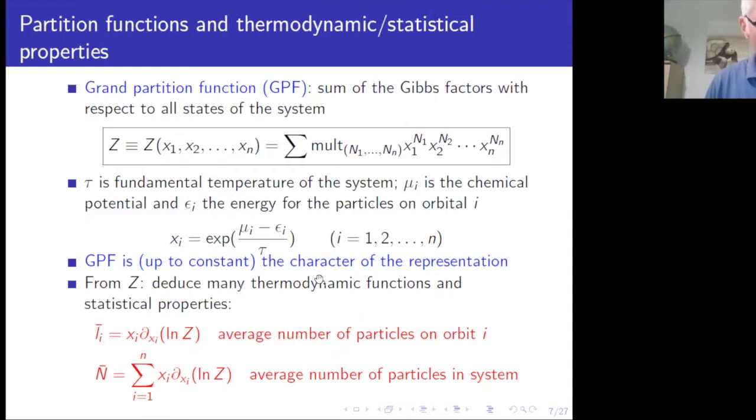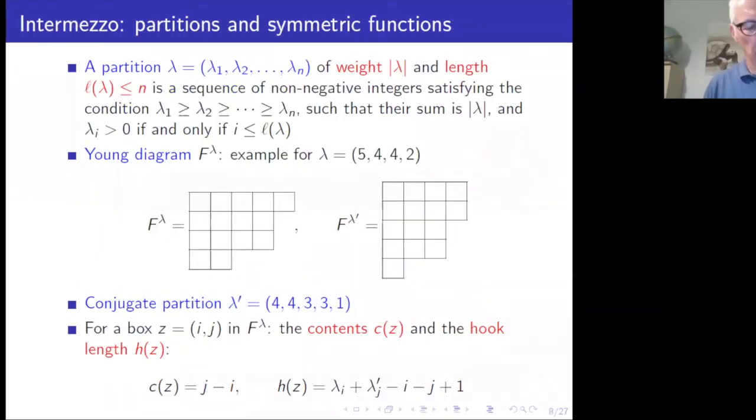But before I can do that, I have to turn to a mathematical intermezzo and introduce some combinatorial objects that some of you or most of you might know, but still I'll go through definitions, basically. So first, the partition. I think probably we all know that it's a sequence of decreasing integer numbers. The weight of the partition is the sum of these numbers. The length of the partition is, well, the number of non-zero numbers here.